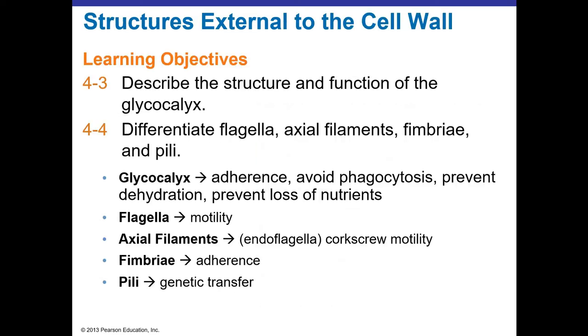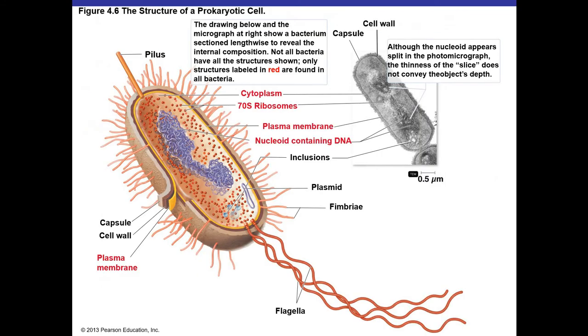Now we're going to look at the structures external to the cell wall. So we're going to talk about things like glycocalyces, flagella, axial filaments, fimbriae, pili, and see their function for the cell. Some of these are going to be virulence factors in helping the cell to cause infection, but we'll take a look at the individual features of these structures.